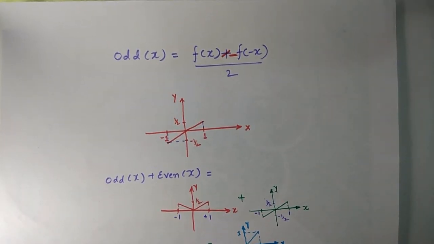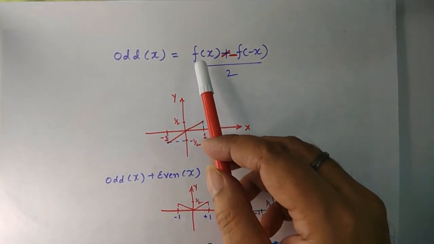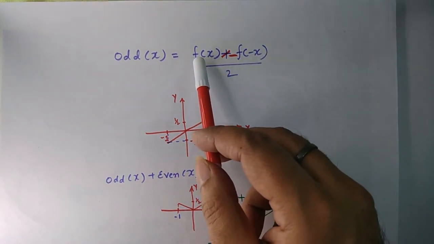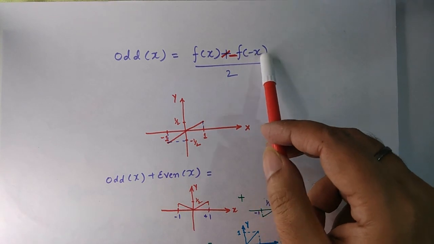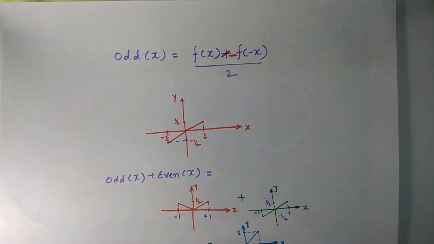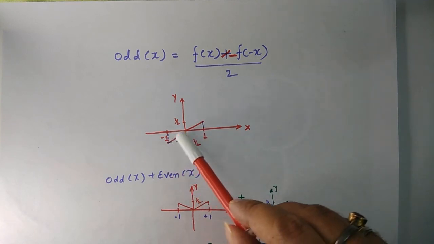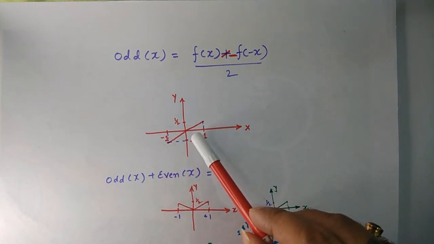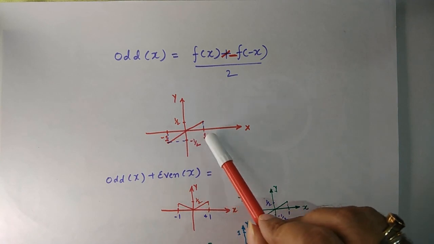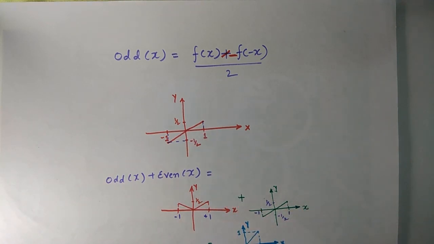The odd part of x is given by the expression f of x minus f of minus x by 2. We already have the graphs of f of x and f of minus x. So if we subtract the two functions and divide the difference by 2, we get a function whose graph looks like this. It is equal to y equal to x by 2 in the closed interval minus 1 to 1, and for every other x it is equal to 0. So this is my graph of odd of x.